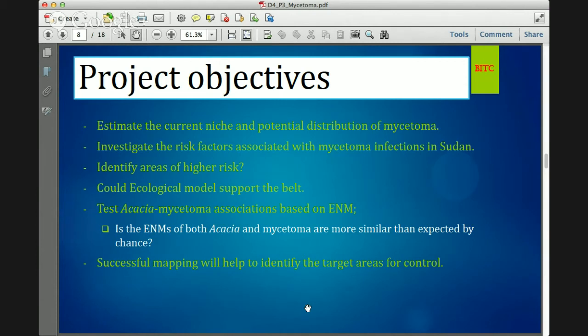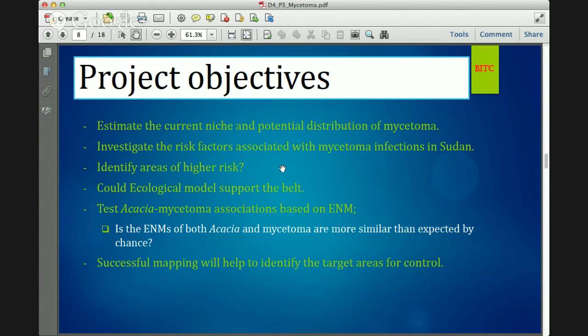We have a lot of gaps for Mycetoma, especially in Sudan. This topic was presented by the American Society of Tropical Medicine and Hygiene at the last meeting of 2013, and they presented a lot of gaps in Mycetoma transmission.